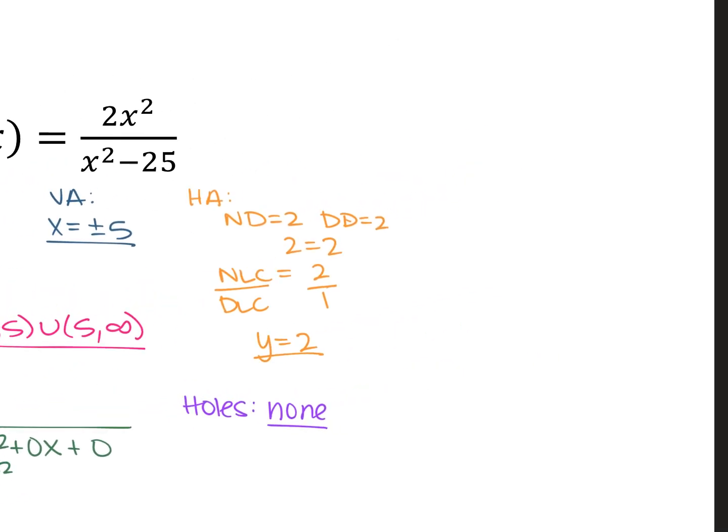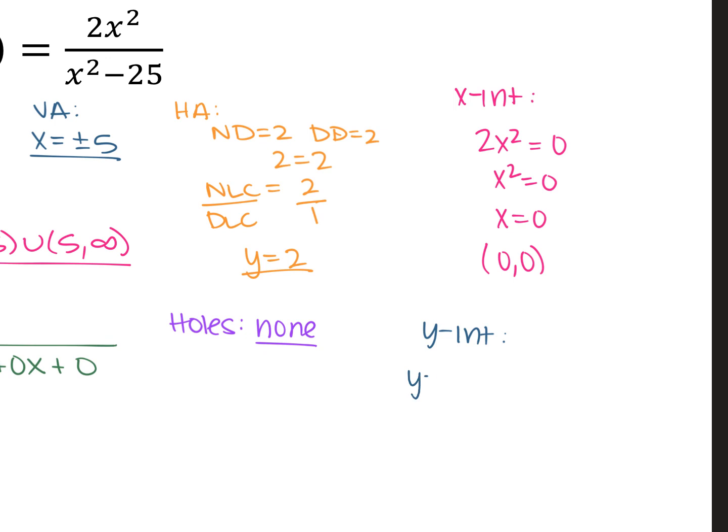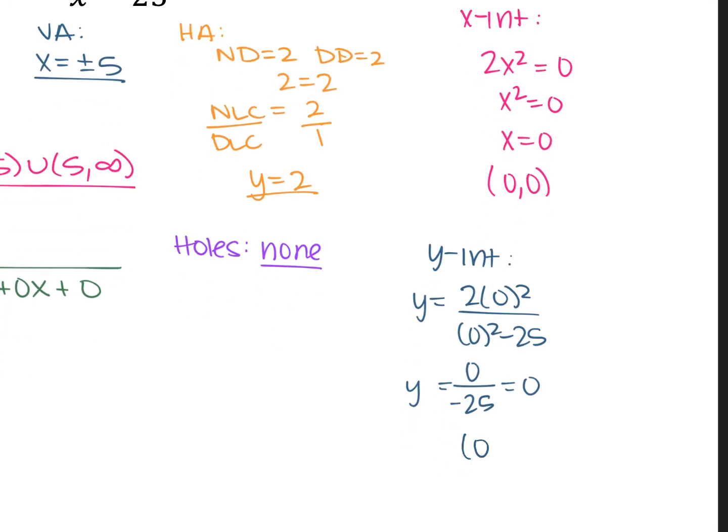Next, we find our x and y intercepts. For x-intercepts, set y equal to 0, so that's going to be 2x squared is equal to 0. That gives you x squared is equal to 0, which means x is equal to 0. That's the ordered pair 0, 0. Your y-intercept is going to be the same thing. So for the y-intercept, your x is equal to 0, so that's 2 times 0 squared over 0 squared minus 25. That's 0 over negative 25, which is just 0. So that's the ordered pair 0, 0.